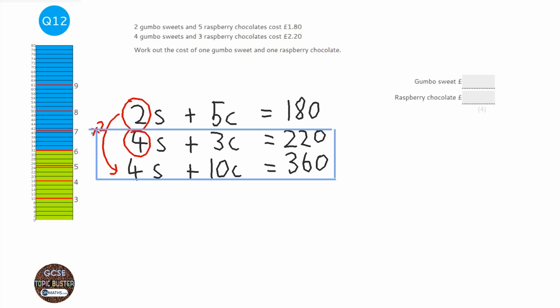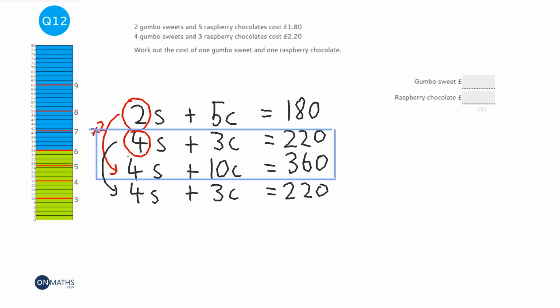Now to make things a little bit clearer, when I subtract, which I'm going to do to get rid of the 4s, we're going to have a bit of a problem because everything's going to be negative. So sometimes it's a good idea just to copy down the first equation again. So 4s plus 3c equals 220, which is technically the second equation again. So I'm just copying it again so that when I subtract, it will make them positive, so make it a bit easier.